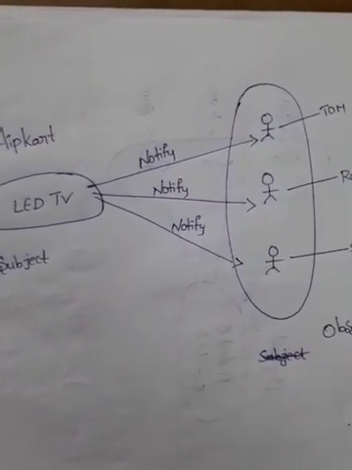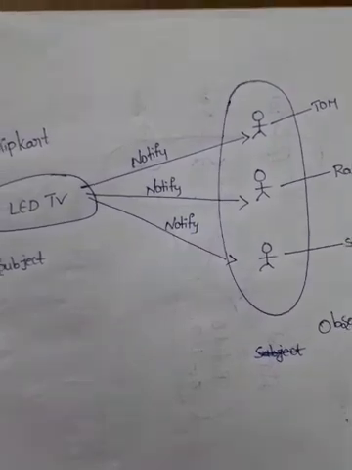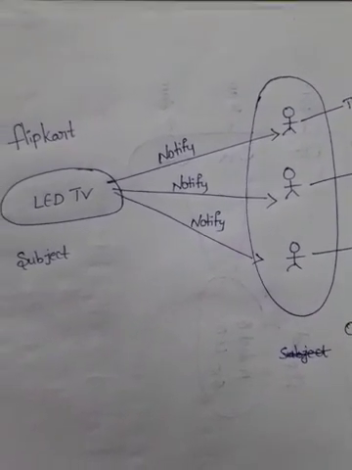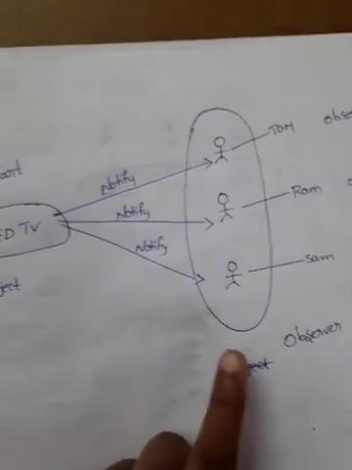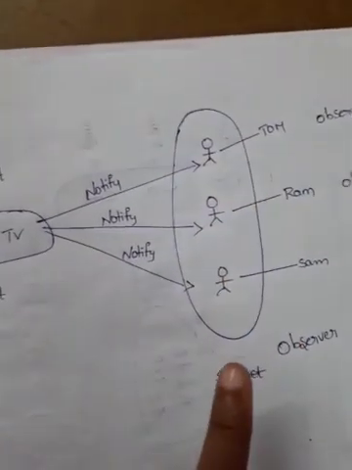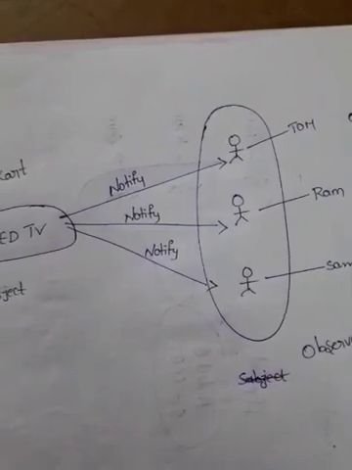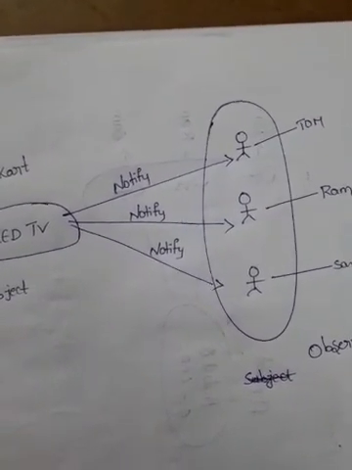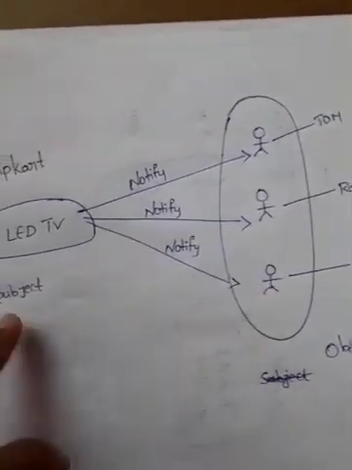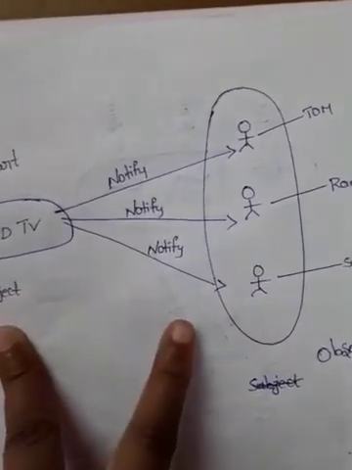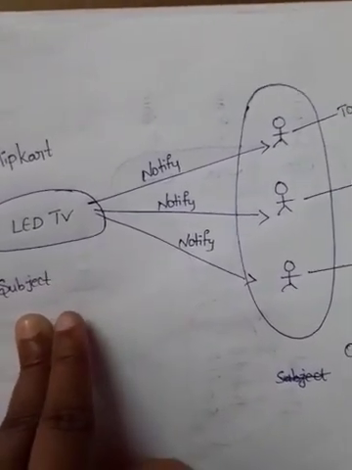As per our observer design pattern, the observer has to register to the subject. In this case, these three, Tom, Ram and Sam, have to register to the subject so that it sends the notification to them when they have requested a particular option, a particular condition.